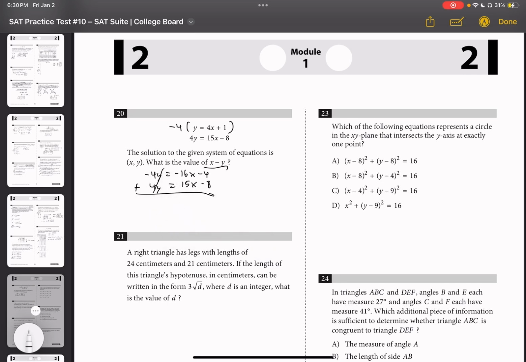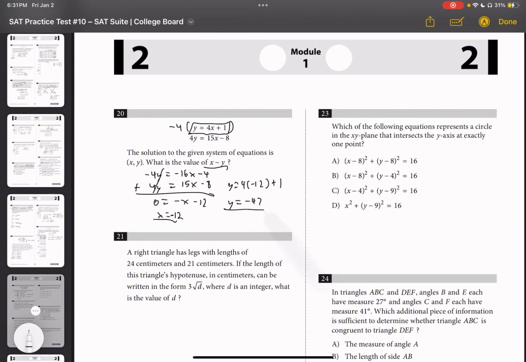We add them, these cancel out. So we get 0 is equal to negative x minus 12. So x is equal to negative 12. Now we can plug this into the first equation right here. And we get y is equal to 4 times negative 12 plus 1. So y is equal to negative 48 plus 1, negative 47.